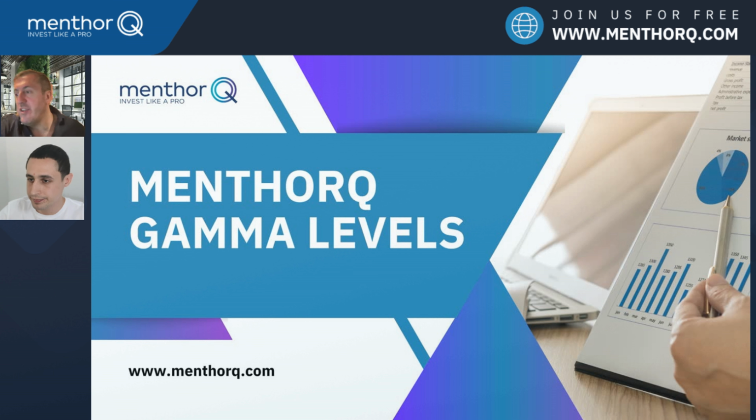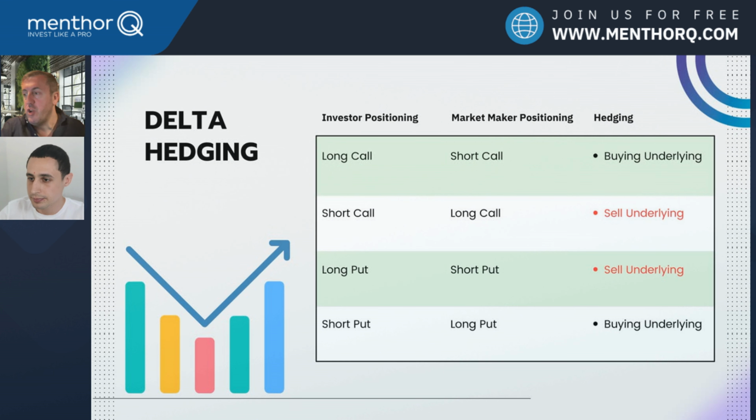So the first thing is, what are gamma levels? Gamma levels are levels that are derived from the option market, and they are very important because their impact is not only important for options, but it also extends to futures, stocks, ETFs, indices, and crypto. And the reason is very simple.